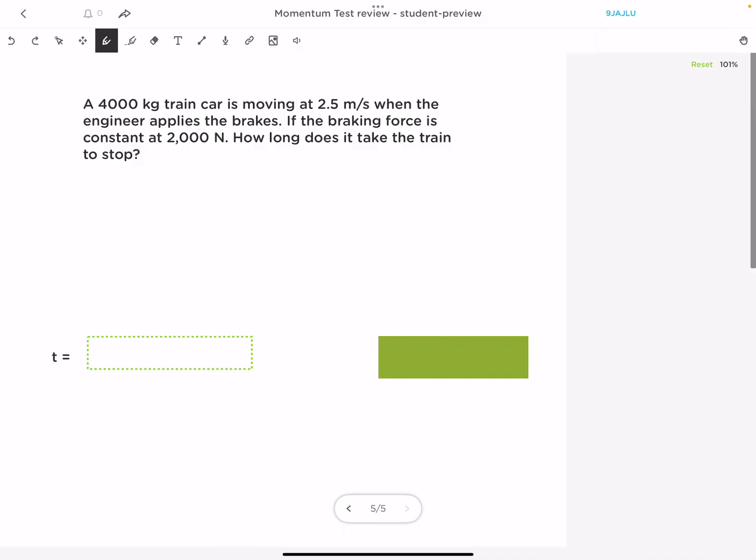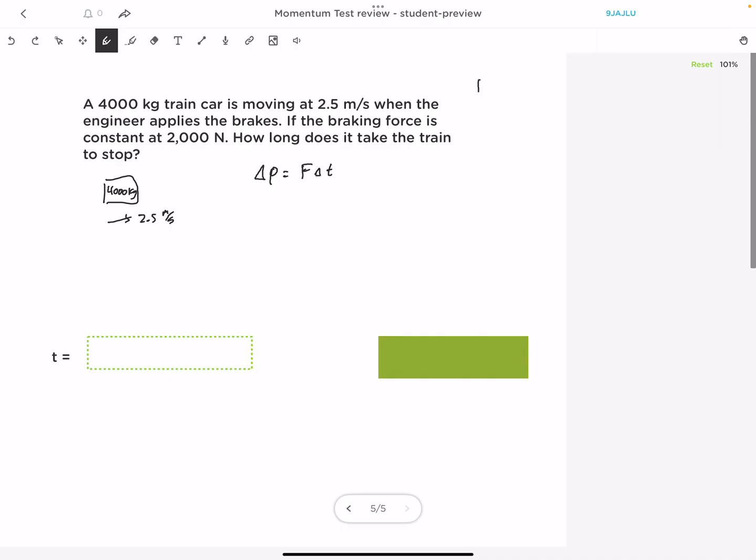Another 4,000 kilogram train car is moving at 2.5 meters per second, and the engineer applies a force. The braking force is a constant 2,000 newtons. How long does it take the train to stop? Again, we're doing the same thing. Change in momentum is equal to force times time. In this case, the final momentum is going to be equal to 0.